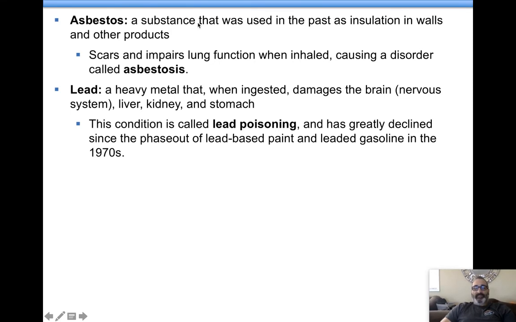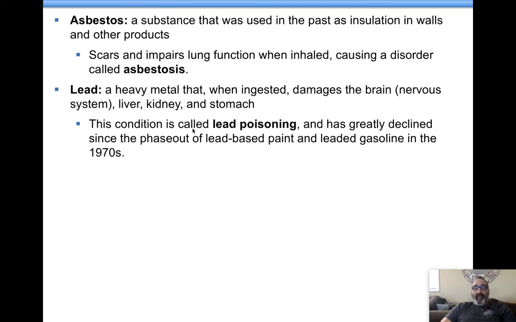Another toxin that makes its way into our homes is lead. Where does it come from? Well, a lot of old paints used to have lead in them. We do not use lead-based paints in the United States, but they're used in things that are produced overseas, for example. You may not know.